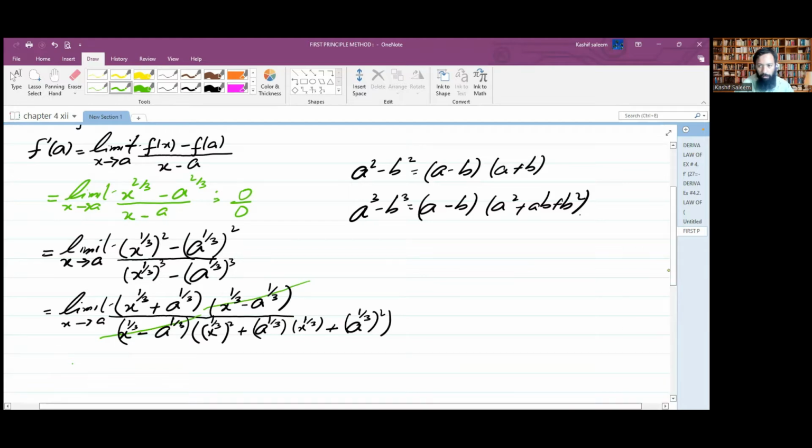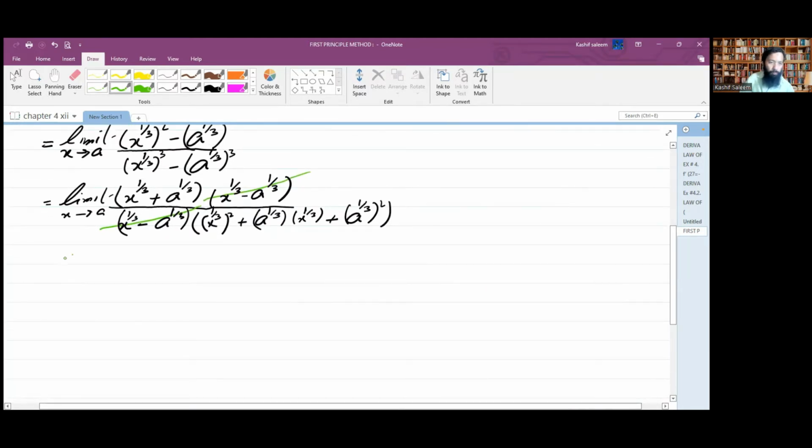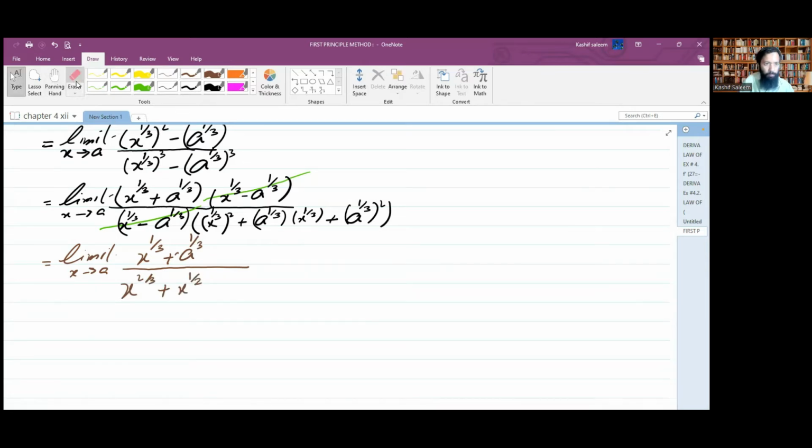If we apply the limit again here, then we will not get 0 upon 0. Limit as x approaches a of x to the power 1 upon 3 minus, sorry, plus a to the power 1 upon 3, divided by x to the power 2 upon 3 plus x to the power 1 upon 3 times a to the power 1 upon 3 plus a to the power 2 upon 3.